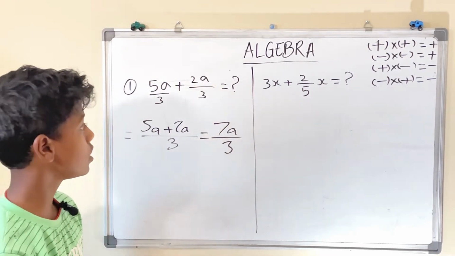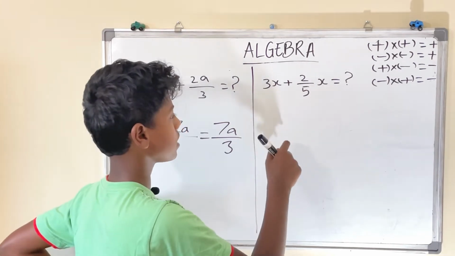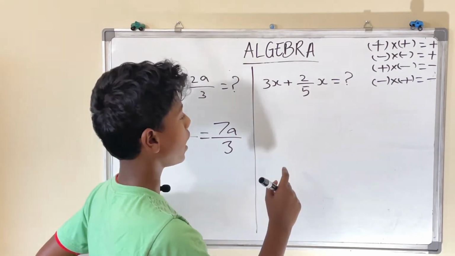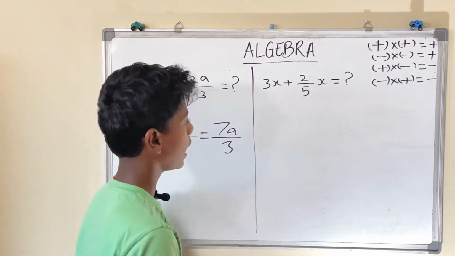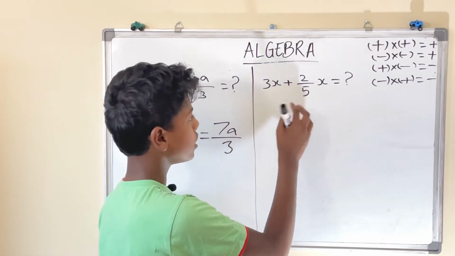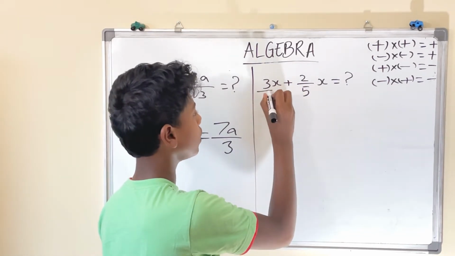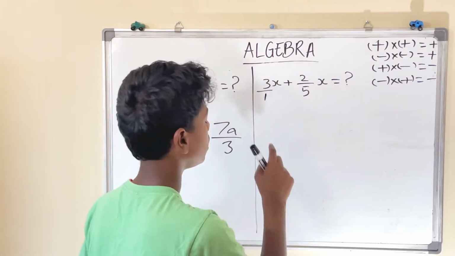So let's go to question 2. So question 2, 3x plus 2 over 5x. So 3x plus 2 over 5x, we add our x's together and we find a common denominator. So 3 is the same as saying 3 over 1. So we're going to make that 3 over 1 into a denominator of 5.